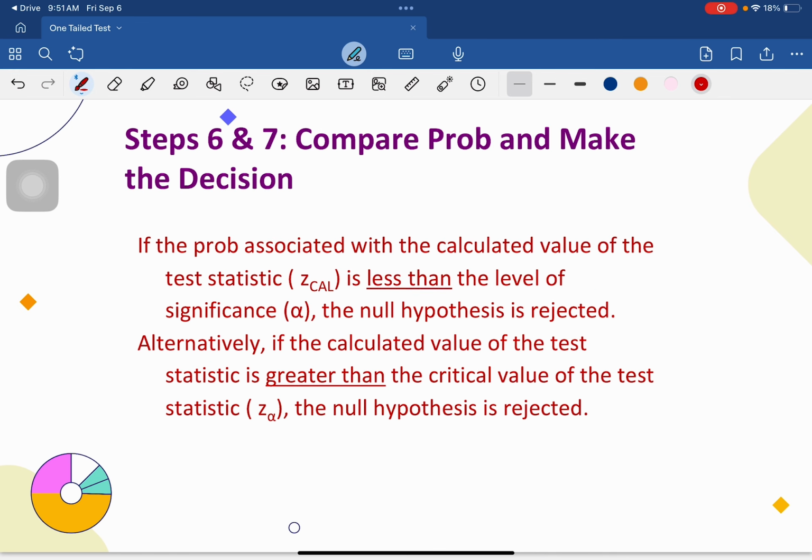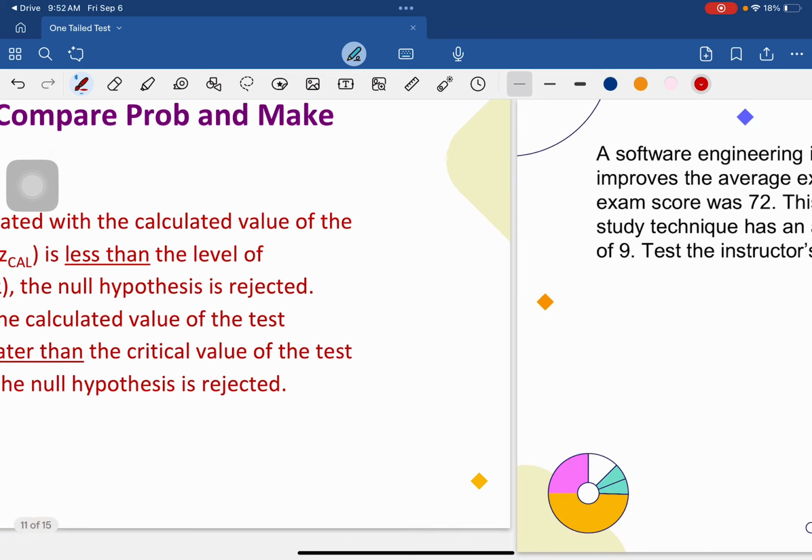And of course, steps 6 and 7 are the final steps. You compare probability and make the decision. Your decision now is either you reject the null hypothesis or you accept it. If the probability associated with the calculated value of the test statistic, z calculated, is less than the level of significance, then the null hypothesis is rejected. Of course, if it's greater than the critical value of the test statistic, the null hypothesis is also rejected. Okay, so we will apply this in a problem.